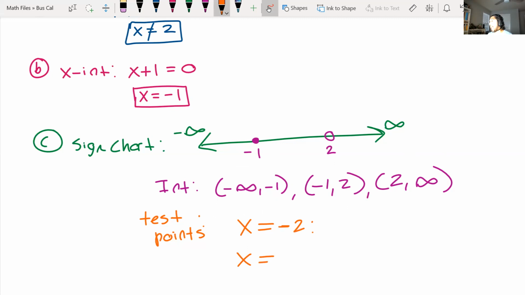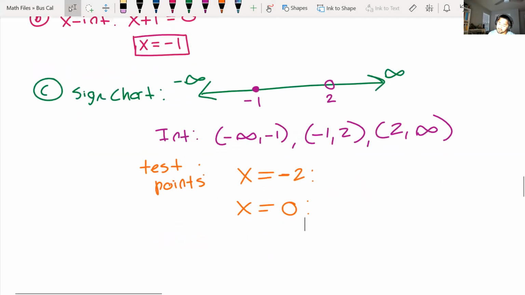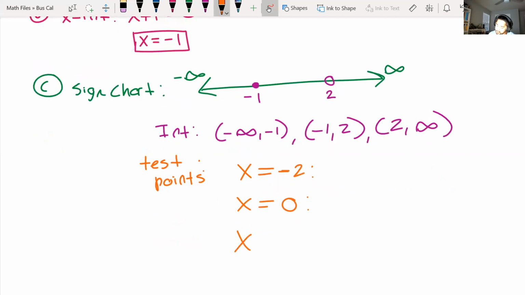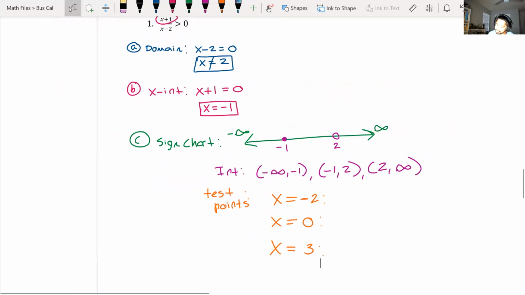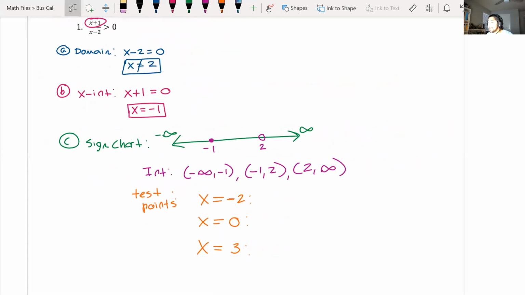Positive 1. How about I make it easier and we say 0? There you go. 1 will work though. There's nothing wrong with picking 1. And then the last interval from 2 to infinity, what are we going to pick? 3. 300. Perfect. 300 works as well, as long as it's in the interval.